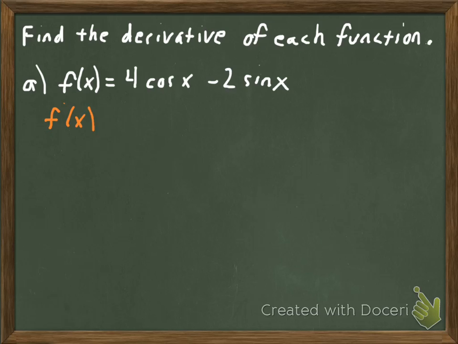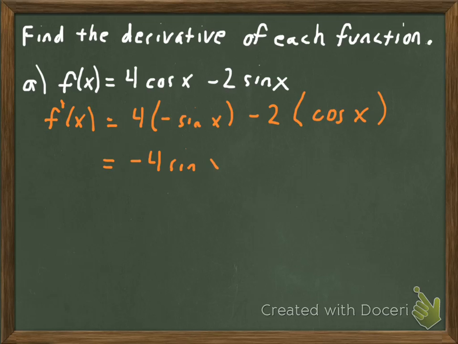We're still going to differentiate term by term just like we would with polynomials, by the way. The derivative of 4 cosine x would be 4 times negative sine x. And then we can put minus 2 times the derivative of sine x, which is cosine x. So, that's going to give us negative 4 sine x minus 2 cosine x. Now, that's the simplest of the examples, but you can see how we're using the same rules that you already know in order to do these differentiations.